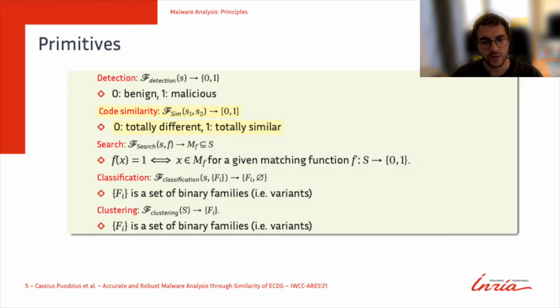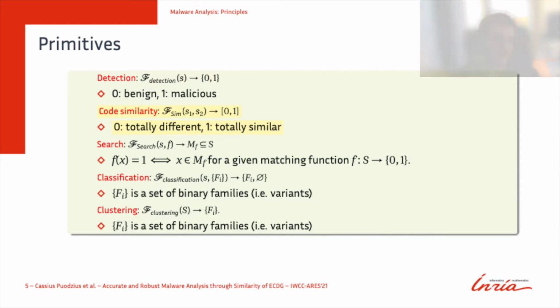Here you can see all the primitives that we propose. The main one for the remainder of this work is the code similarity. It is defined as a function that given two samples outputs a value between 0 and 1, where 0 means that the samples are totally different, whereas 1 means that they are totally similar. Please refer to the paper for more details about the others.